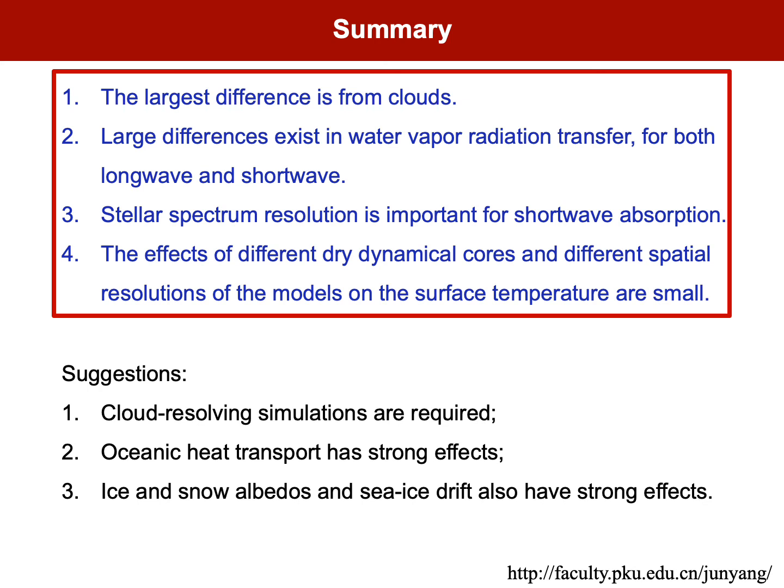Finally, we show that the effect of the dry dynamical core and the effect of different spatial resolution of the models on the surface temperature are small. For future work, I suggest that cloud-resolving simulations should be used for exoplanets. Also, besides atmosphere general circulation models, more attention should be paid to ocean heat transport and sea ice drift, as well as the ice and snow albedos.